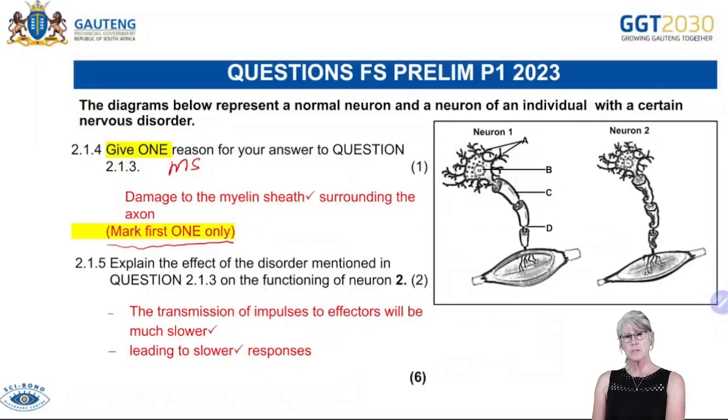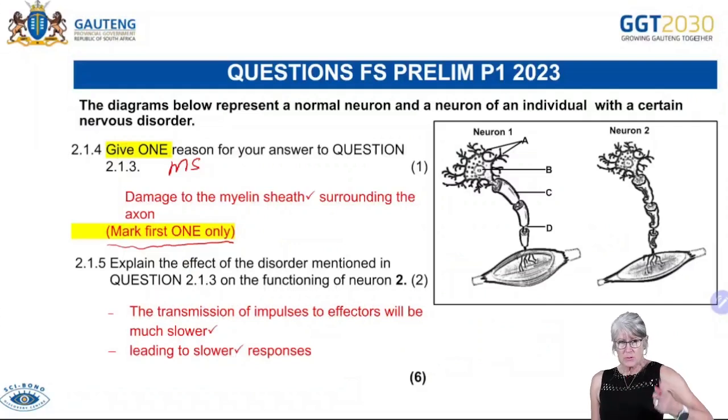So it's very important that you are aware that when the examiner says give one reason or 2 factors or 3 characteristics or whatever, that we only give the number that they are asking, because they're going to have a look at the first one or the first 2 or first 3, however many the question's asking. Any after that, we're not going to look at.